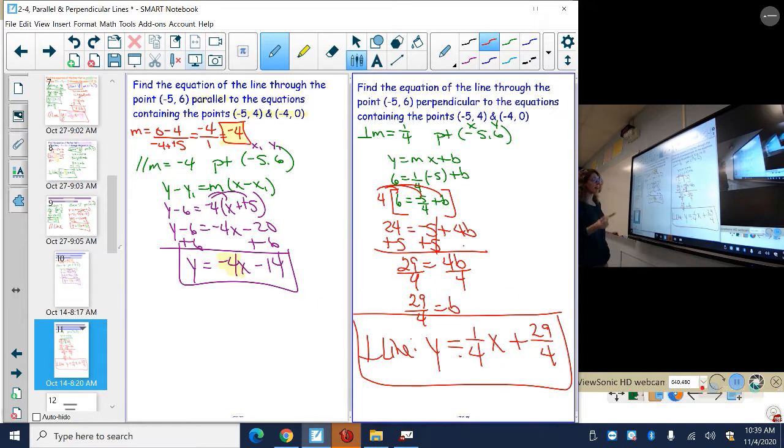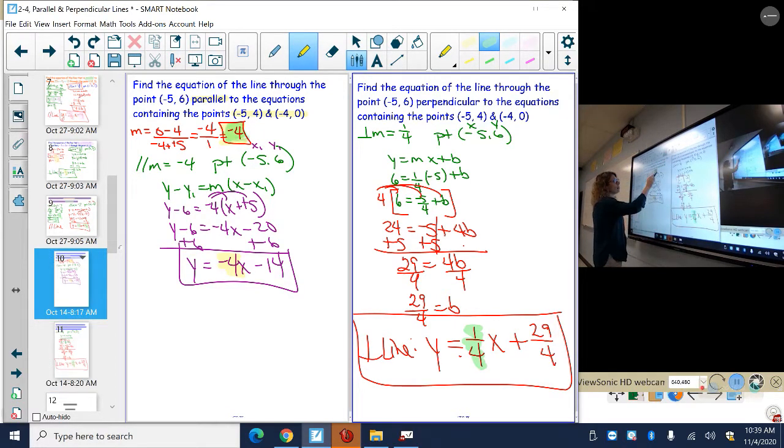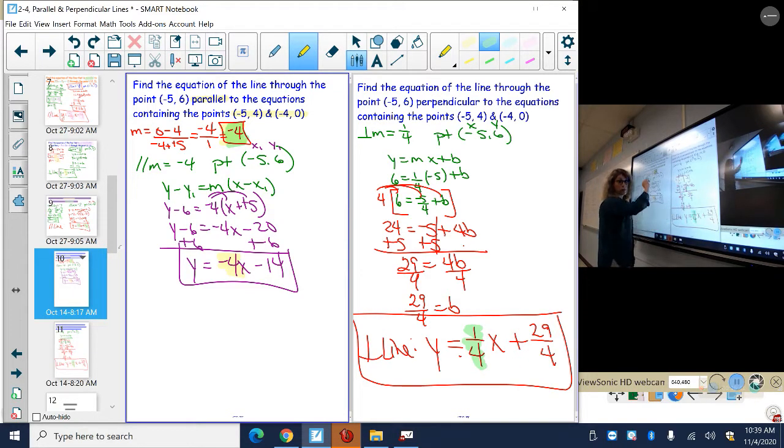So how do I check that I'm right? Well, I'm going to come right here and say, okay, this is my slope and this is my parallel slope. So I need to make sure that they're opposite reciprocals, and they are.